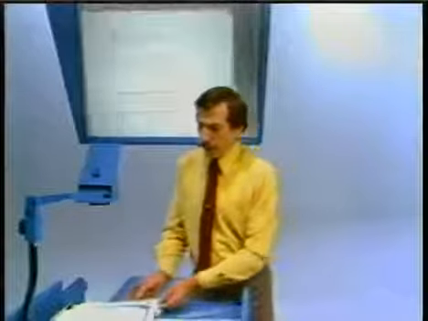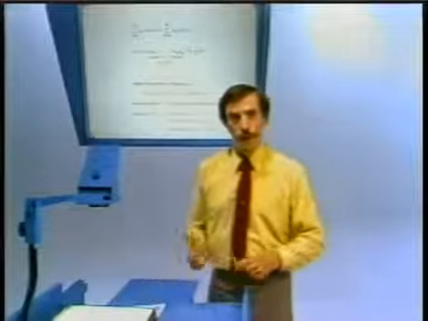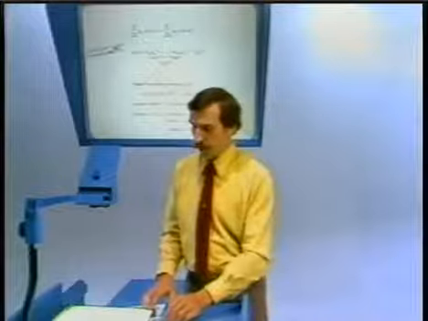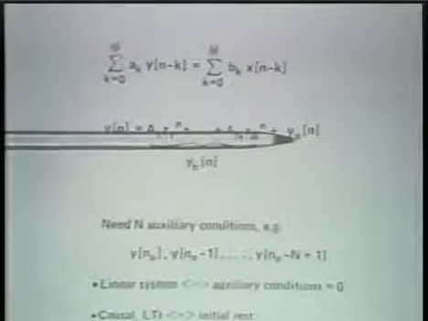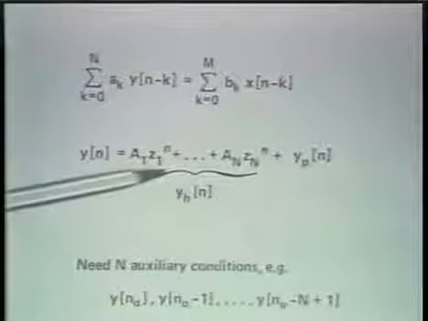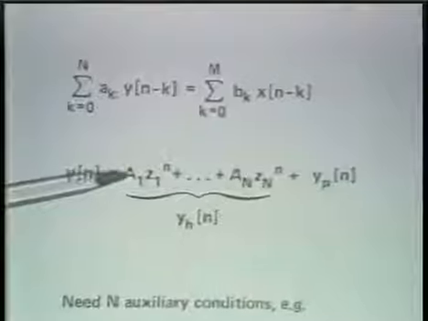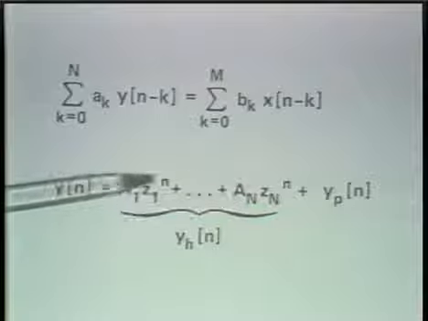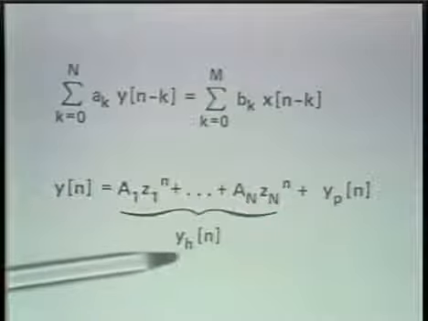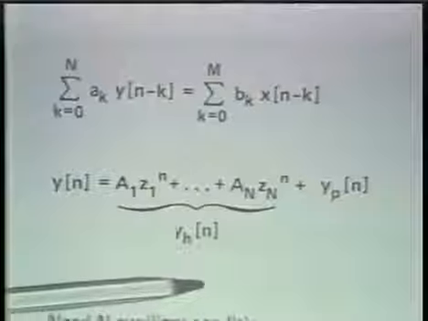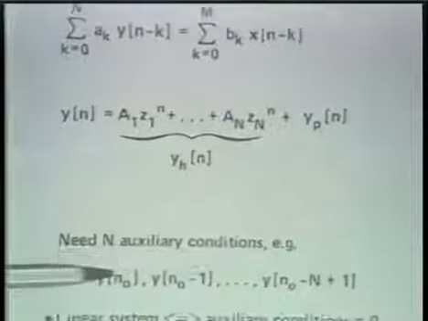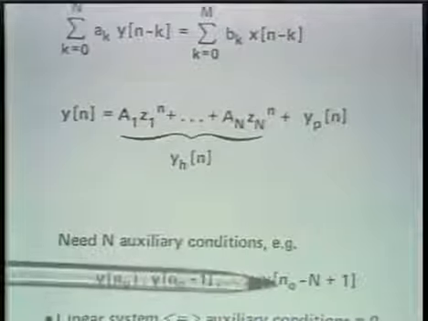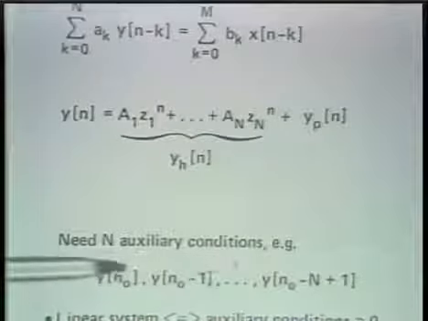So the general form then for the solution to the difference equation is a sum of exponentials plus any particular solution. It's through auxiliary conditions that we determine these coefficients. We have n undetermined coefficients, and so we require capital N auxiliary conditions. For example, some set of values of the output at n distinct instants of time.